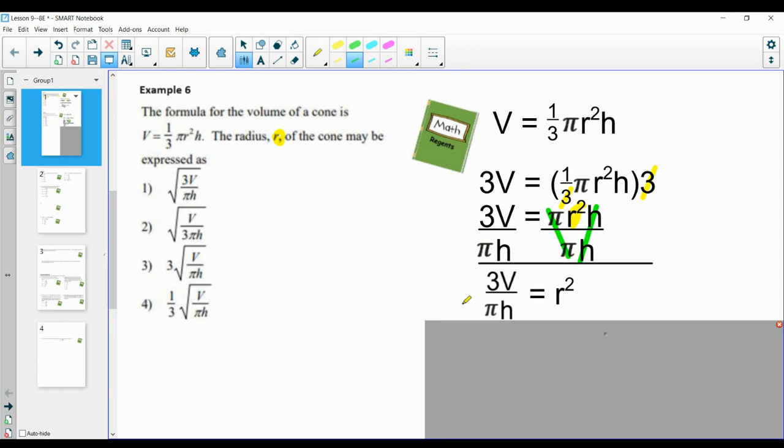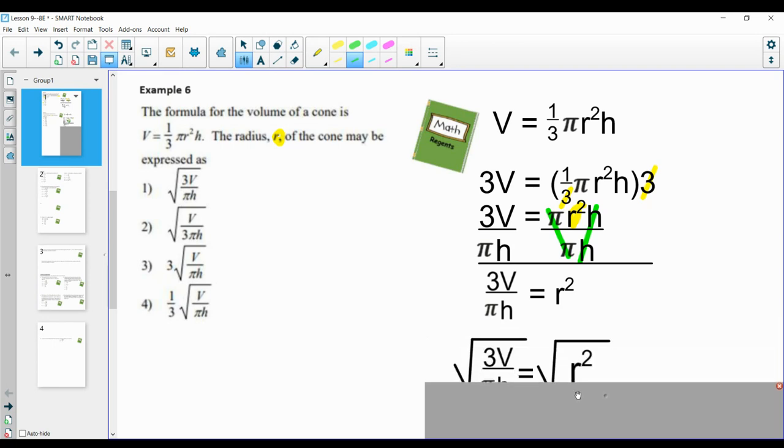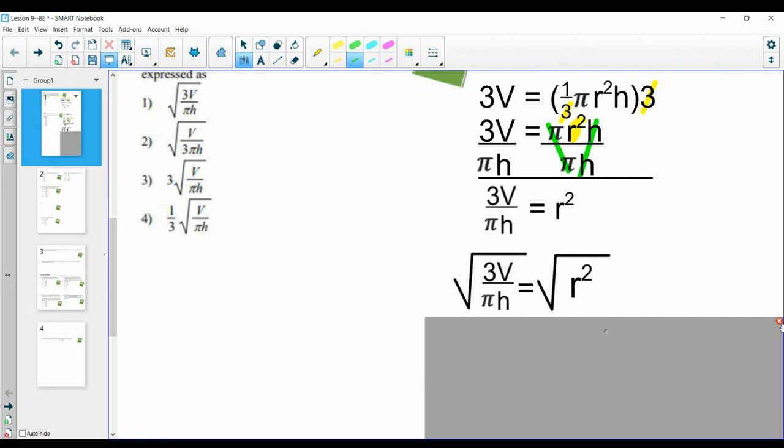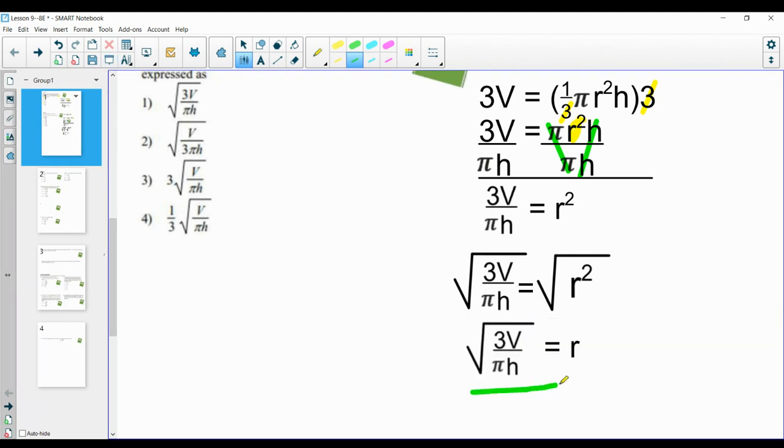I'm almost done. I now need to get the r by itself, which means I need to get rid of squaring. How do I get rid of squaring? I hope you agree, and remember that we're going to take the square root. Take the square root of both sides, and you are left with your final answer, which is right here. And that's that r is equal to the square root of 3v all over pi h, which is right over here, answer choice 1.